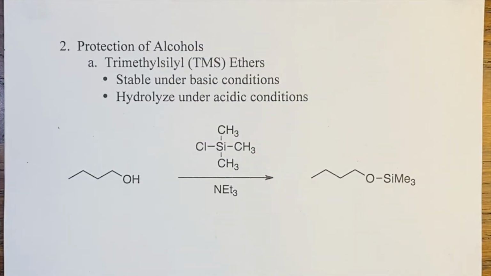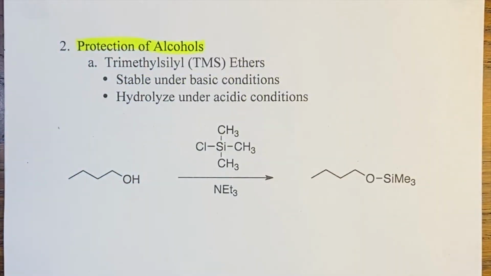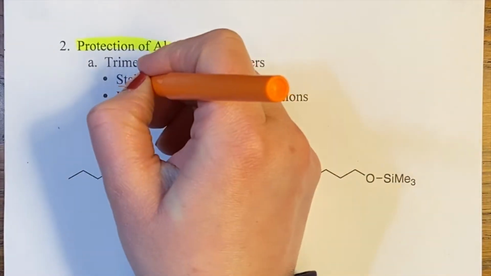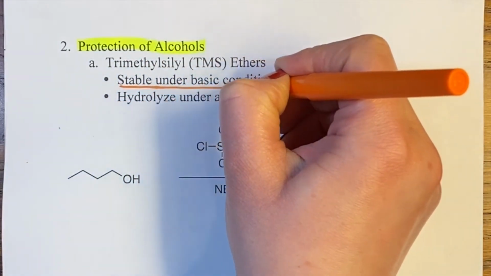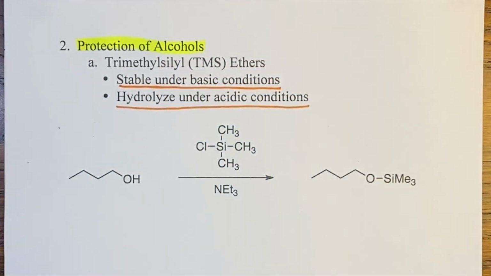The second type of functional group that we're going to protect is alcohols. There are a lot of ways that we could protect alcohols, and we're going to discuss specifically two ways. The first is as a trimethylsilyl ether, and this trimethylsilyl ether will be stable under basic conditions, and it will hydrolyze under acidic conditions, just like what we saw for the protections of ketones and aldehydes.